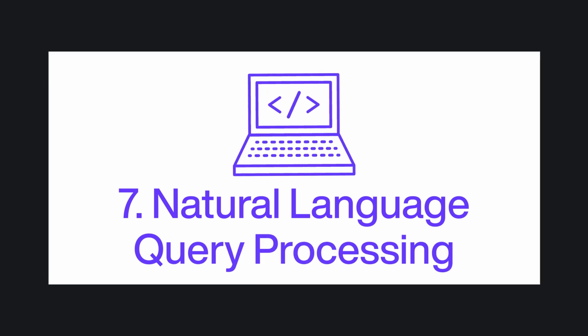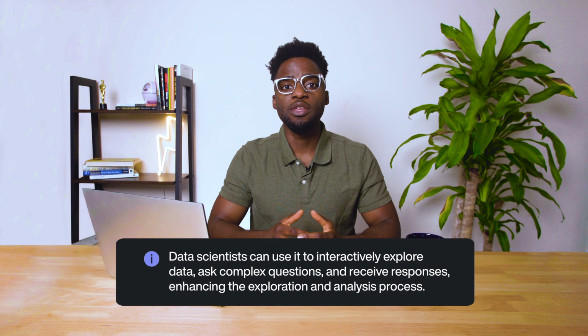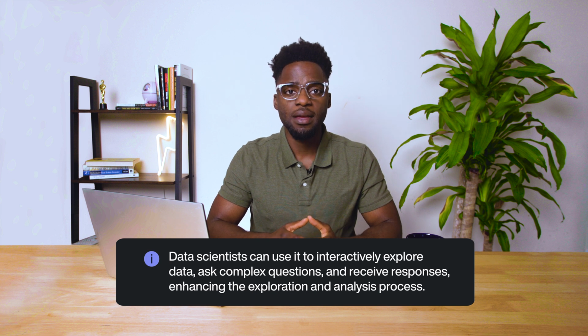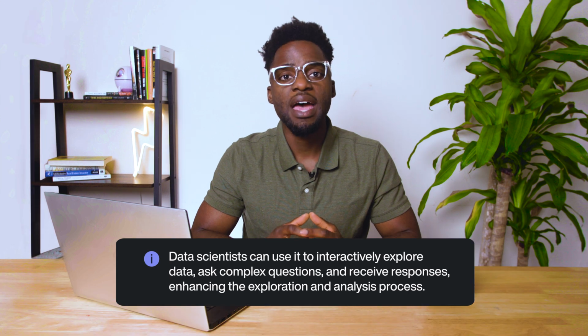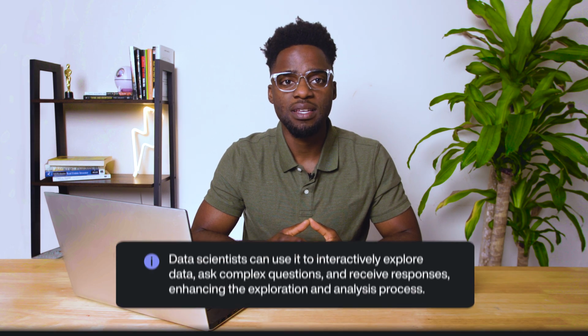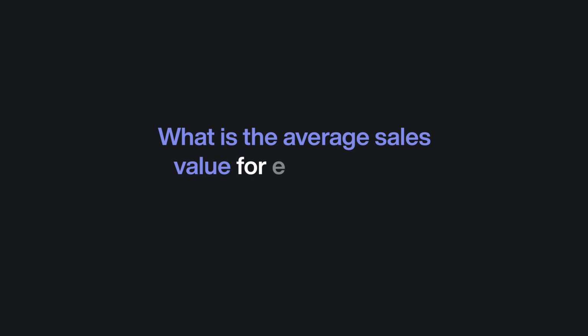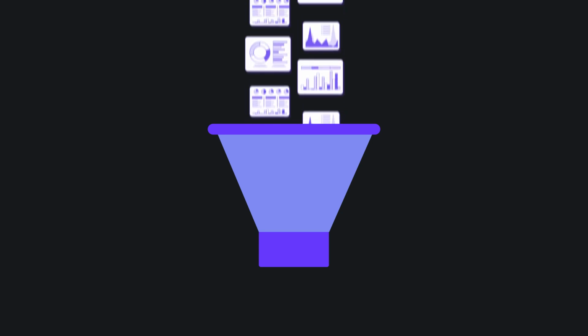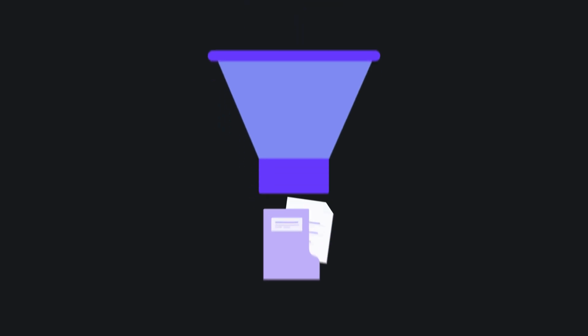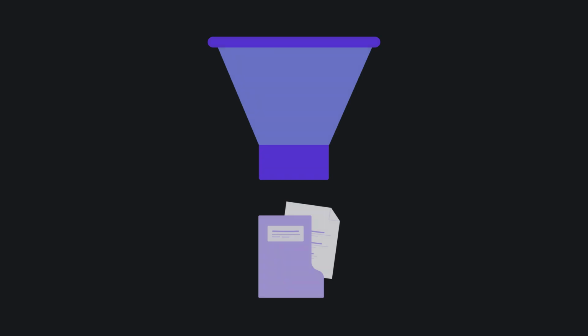Natural language query processing. ChatGPT can understand and process natural language queries related to the dataset or analysis. Data scientists can use it to interactively explore data, ask complex questions, and receive responses, enhancing the exploration and analysis process. For example, a query like, "What is the average sales value for each product category?" could prompt ChatGPT to analyze the dataset and provide the requested information in a clear and understandable format.